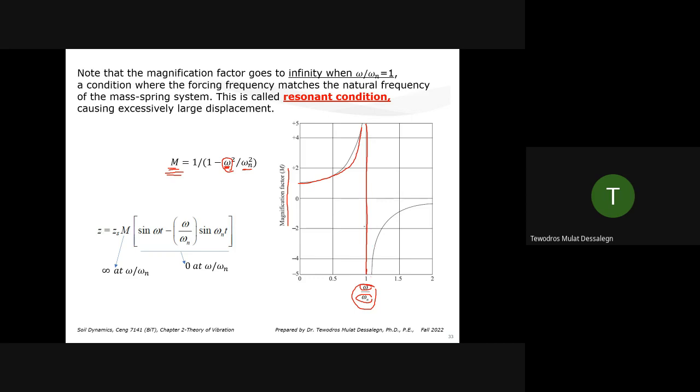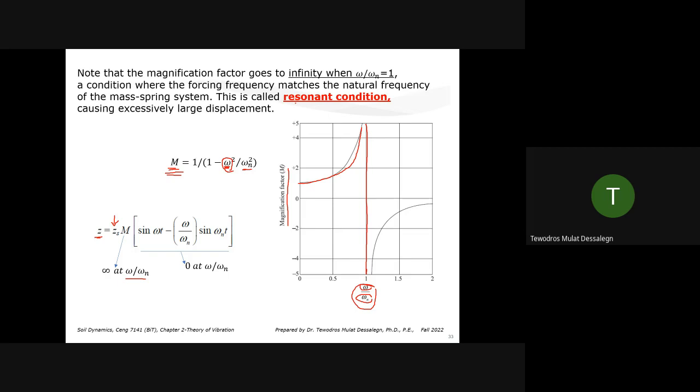What it tells you is, now, let's see this equation. This is a displacement expression, right? Static displacement is constant. Now, magnification factor is going to infinity when the two are equal. So what are you going to have? This is a case called resonance. That's where I'm going.